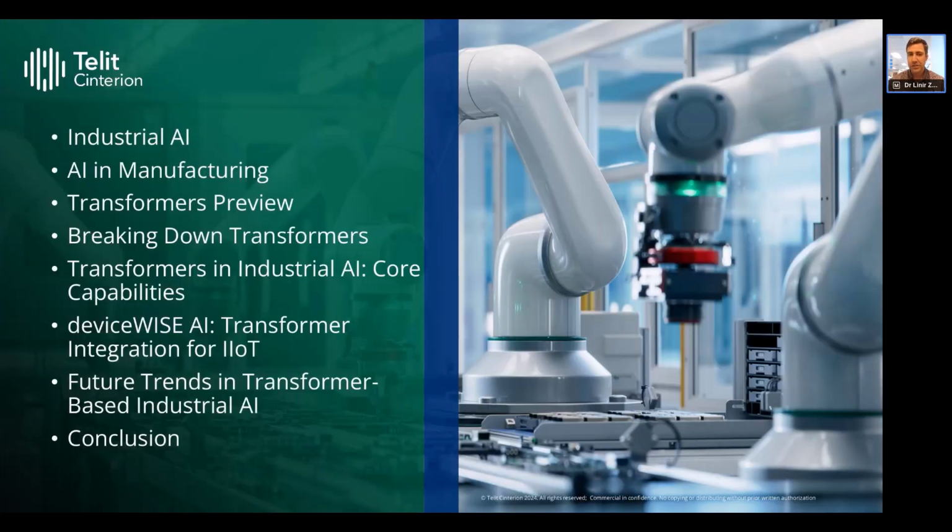And what I'll be covering today, I'll go through a few topics. First of all, we're going to talk high-level concepts about industrial AI. Then dive into AI in manufacturing, how it can be used for improved manufacturing. And then we're going to talk about the transformers themselves, what it means. We're going to break down the transformers, how they can be used in industrial AI, some core capabilities, and then explain a little bit more about deviceWISE AI, which is another layer that we have on top of deviceWISE. And at the end, I'm going to talk just about the future, some of the trends that we can see in the future, and the conclusions. I'm going to close it off.